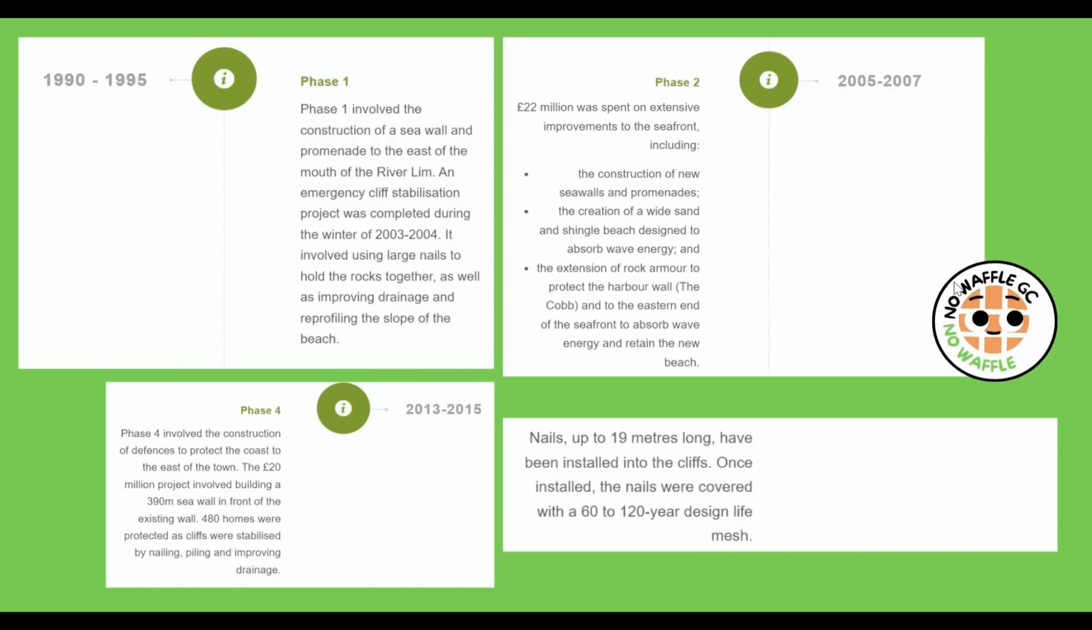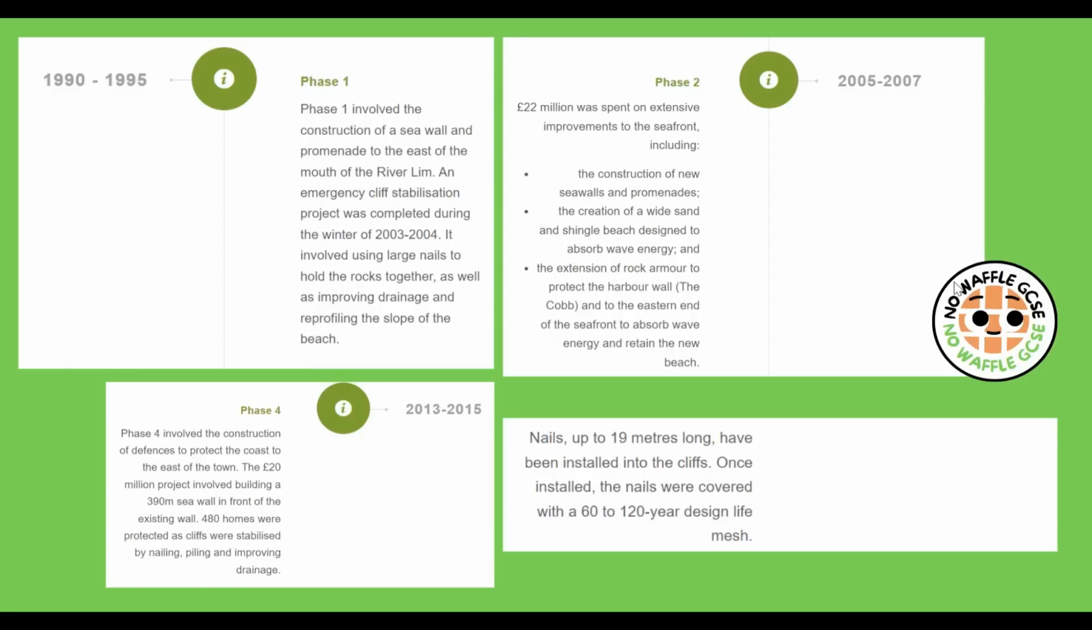So we saw in phase one, there were different seawall constructions, and it was actually completed during 2003 to 2004, and it improved the drainage. That was phase one. Phase two was extensive improvements on the seafront, so the construction of sea walls, the creation of a wide sand and shingle beach, the extension of the rock armour to protect the harbour wall, the cob, and to the eastern end of the seafront to absorb the wave energy.